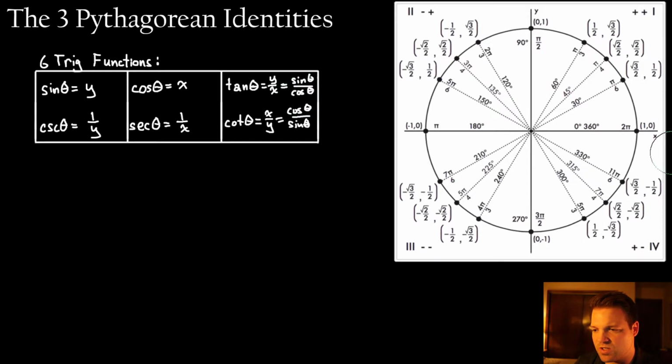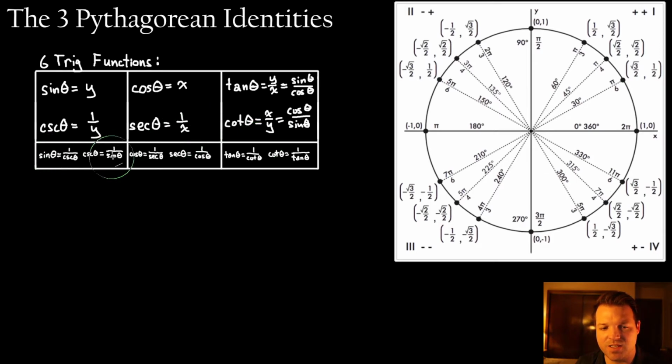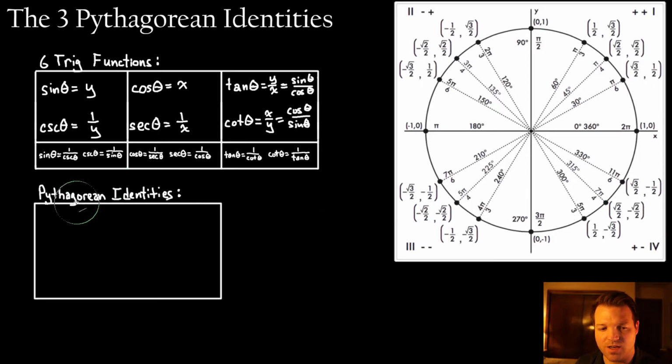And just to show these very quickly, I just added these down below. So you can see sine of theta is equal to 1 over cosecant of theta, and vice versa. And you can see all of those six, okay? All right, but let's go ahead and first start with just sine and cosine, and we're going to develop our first Pythagorean identity. So let's go ahead and add up a little box here for us to write in our three Pythagorean identities, okay?